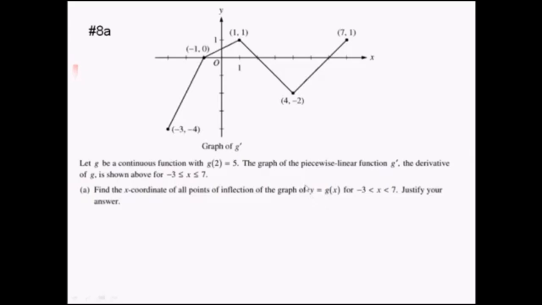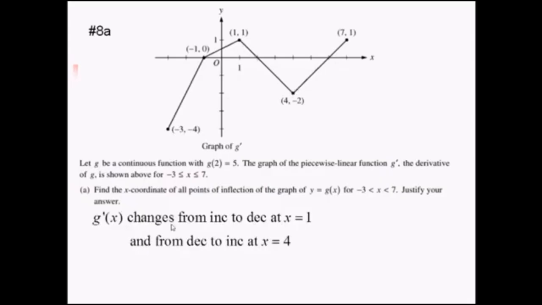Now this is important because they gave us g prime. So if we already have g prime, to find points of inflection, we just need to figure out where g prime changes directions, either from increasing to decreasing or decreasing to increasing. So as we watch the graph of g prime here, we see that we're changing from increasing to decreasing at x equals 1, and from decreasing to increasing at x equals 4. Therefore, we can go straight to the conclusion: g has points of inflection at x equals 1 and x equals 4.